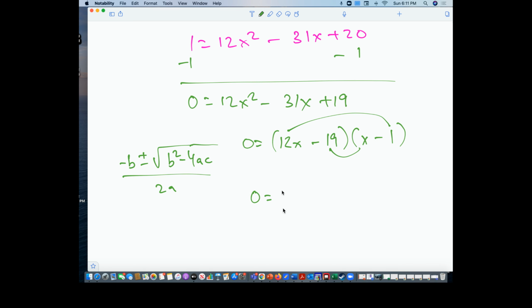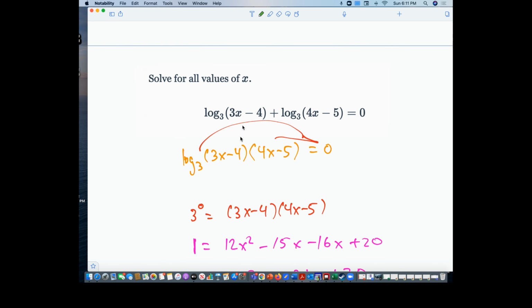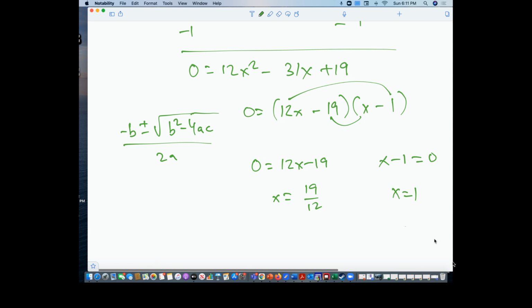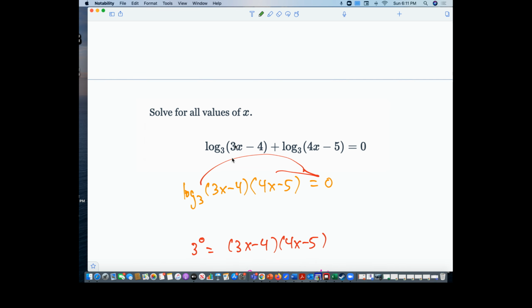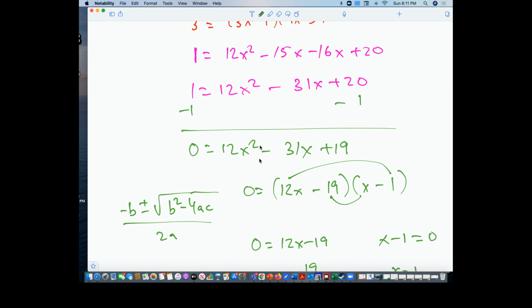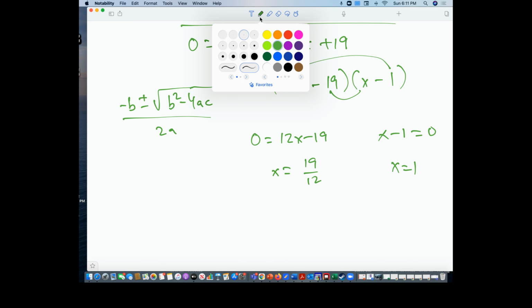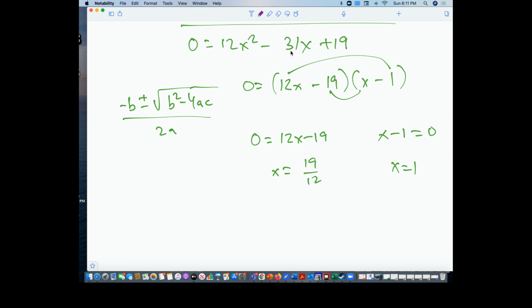So we have 0 equals 12x minus 19, and then x minus 1 equals 0. We'll solve these. We'll get x to be 19 over 12, and the other one's x equals 1. Now, with these two values, remember, do not assume that that's it. You're done. You have to go back and see, hey, what happens when I plug in the value? So I'm going to start with 1 because that's easier. This is going to be 3 minus 4. 3 minus 4 is a negative response. The argument can never be negative, so this is incorrect.